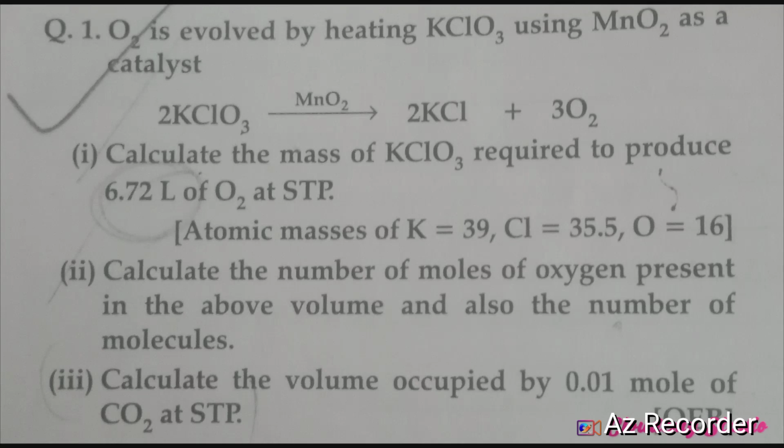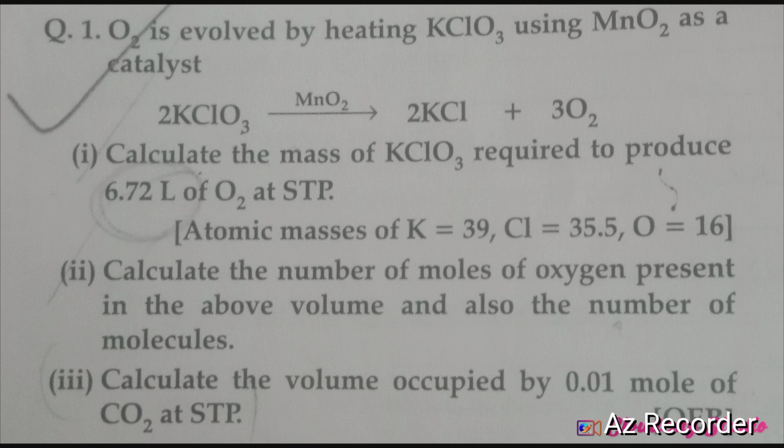Hi students, today we are back with another problem from law of chemical equation. Here potassium chlorate is decomposed to give oxygen gas in the presence of catalyst manganese dioxide. So we need to calculate the following details. First of all, calculate the mass of potassium chlorate required to produce 6.72 liters of oxygen at STP.